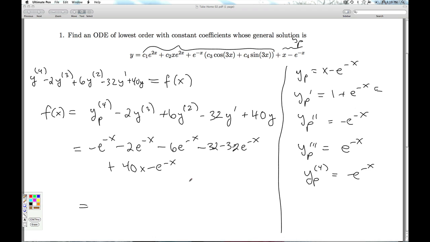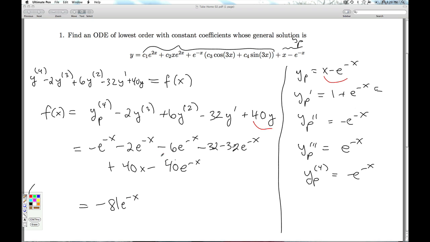And so let's see what we get. I get minus e to the minus x minus 2 more, so it's minus 3, minus 9, minus 41. Oops, I got a 40 there. Excuse me. So I got to make a correction here. This is plus 40y, so I need to take 40 times that whole thing. So it should be 40x minus 40 e to the minus x. So my total on e to the minus x, minus 1, minus 3, minus 6, that gives me minus 9, minus 41, minus 81 e to the minus x.